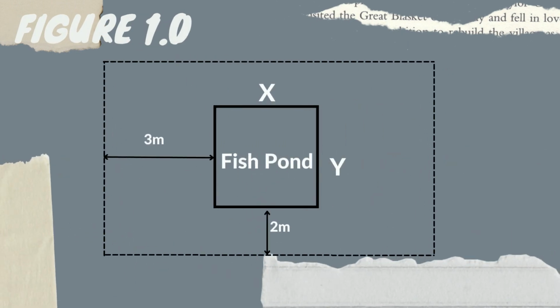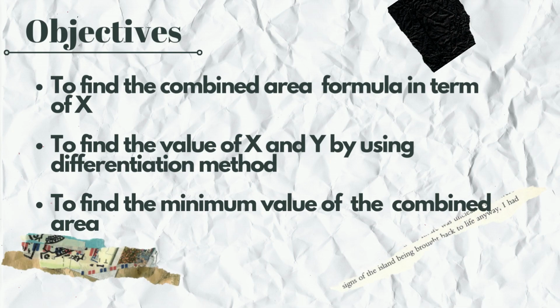This is figure 1.0 as mentioned in the problem statement. The objectives for this problem statement are to find the combined area formula in terms of x. Other than that, we also need to find the values of x and y by using the differentiation method. Lastly, we need to find the minimum value of the combined area.